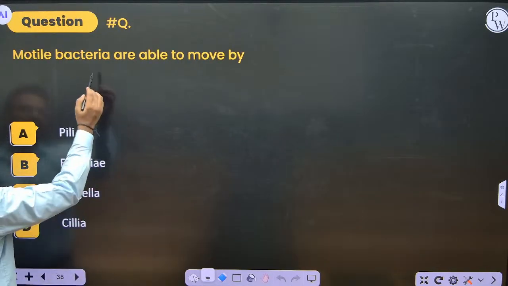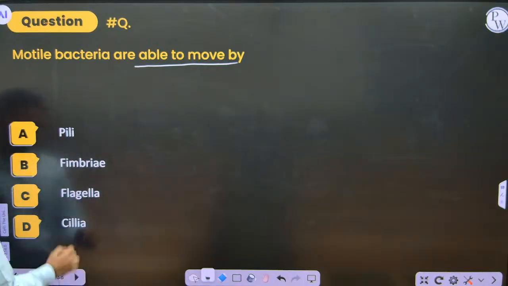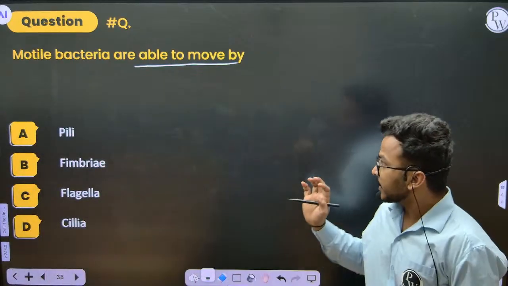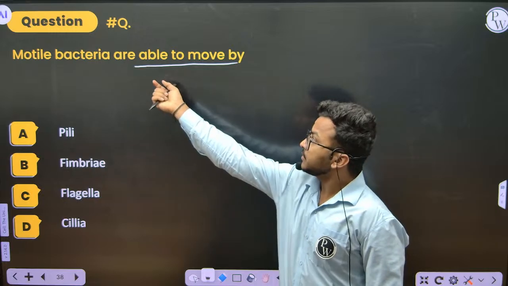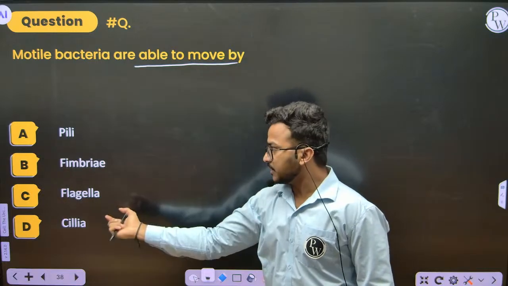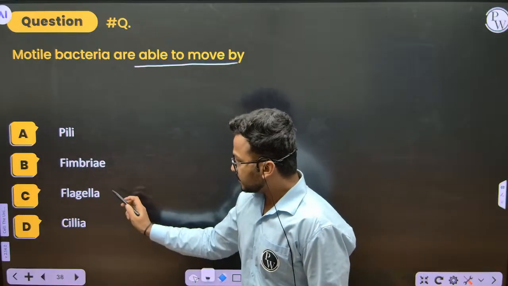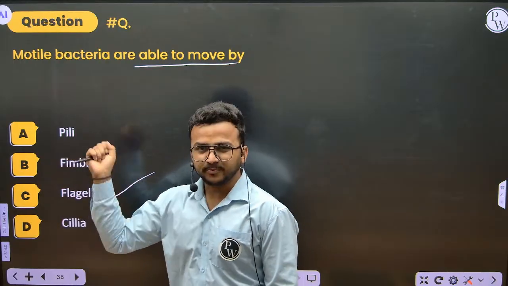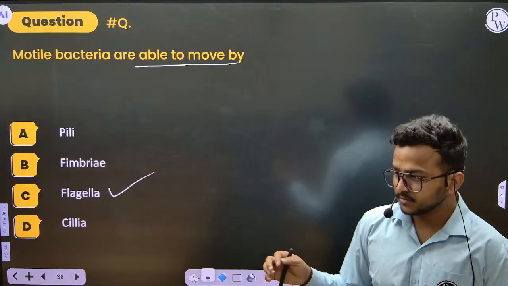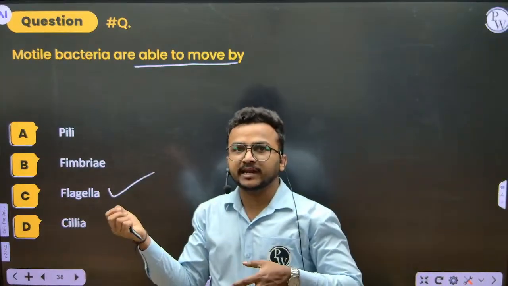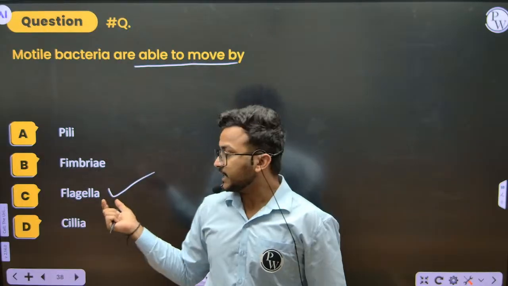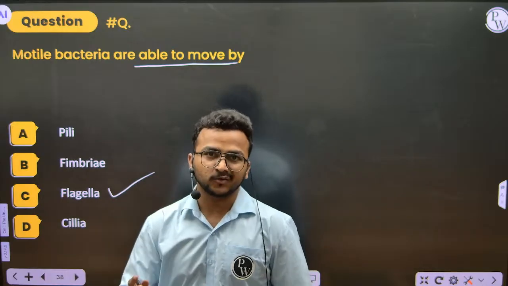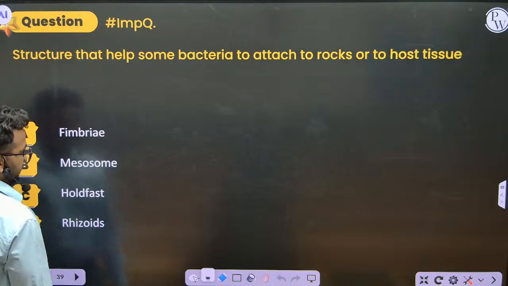Next, motile bacteria are able to move by villi, fimbriae, flagella and cilia is given. So don't get confused here. Motile bacteria are able to move by flagella, not fimbriae and villi. They are very small. In case of pilus or villi, it is used just to pull, holding and pulling like this. But in case of flagella, by rotating the flagella like this, it is used as a rotor and it will swim. So flagella is the answer here.